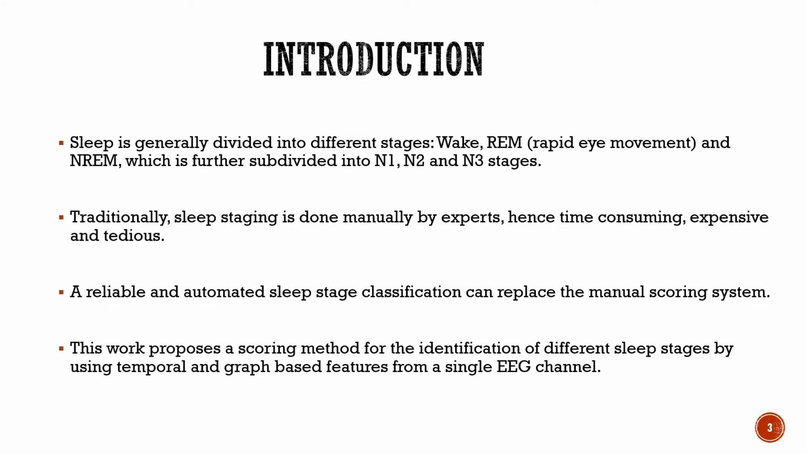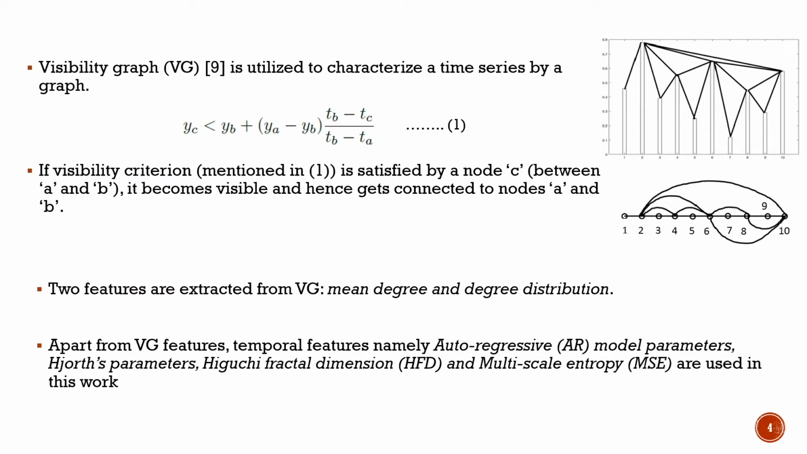So in this work we have proposed a scoring method for the identification of different sleep stages by using temporal and graph based features from a single EEG channel. Now let me tell you briefly about the visibility graph. So this visibility graph is basically used to characterize a time series by a graph.